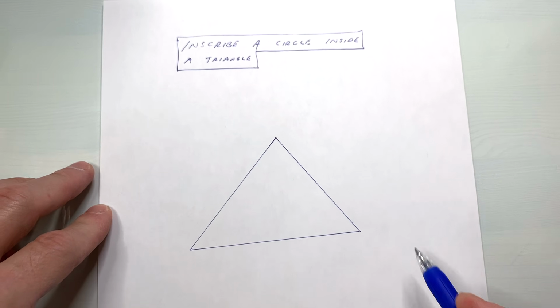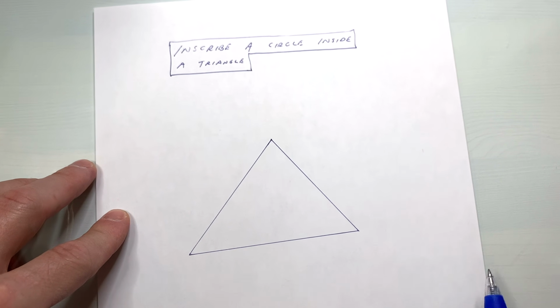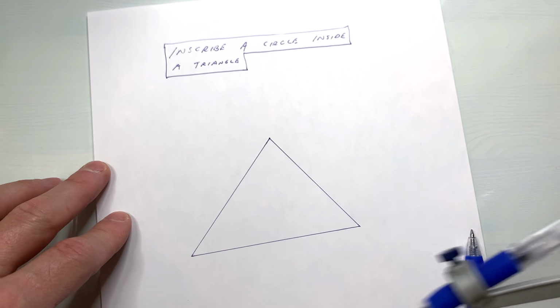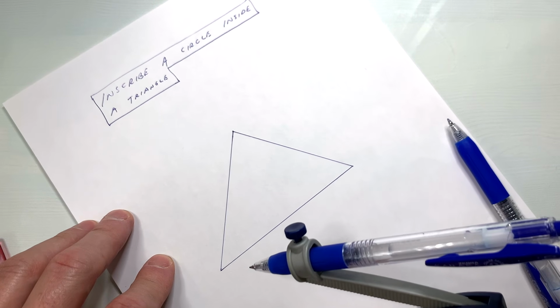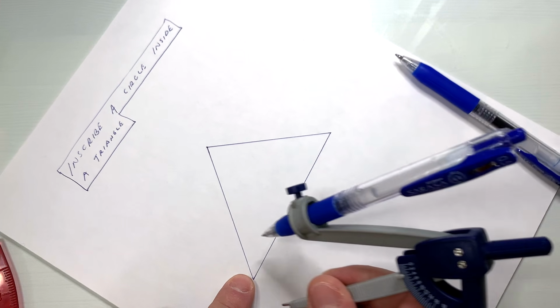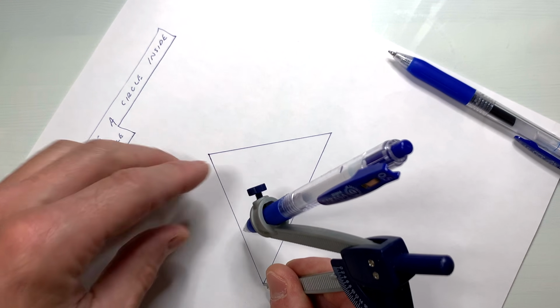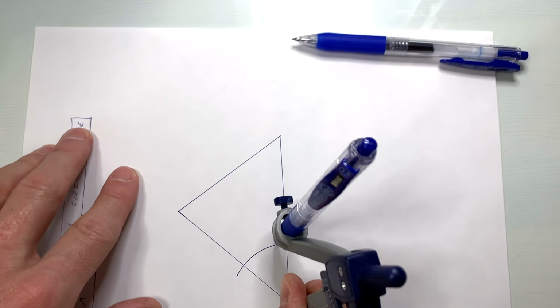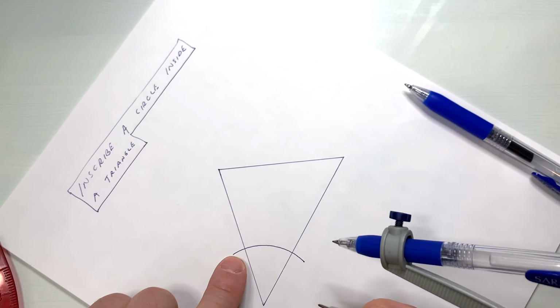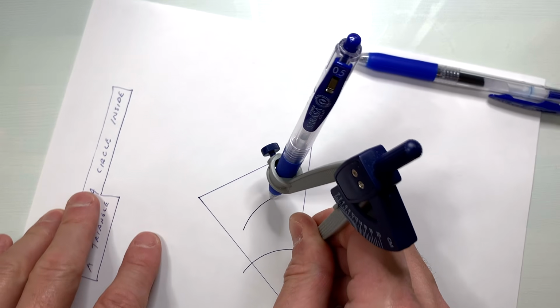Okay, for our next construction, we're going to talk about how to inscribe a circle inside of a triangle. So again, stacking concepts. We talked about this earlier in this video about how to bisect an angle. We're going to find the 3 angle bisectors of this triangle. So what we're going to do is we're going to go to this vertex here. We're going to draw an arc. And then we're going to use those 2 points of intersection to draw 2 more arcs. I just keep the compass at the same opening.